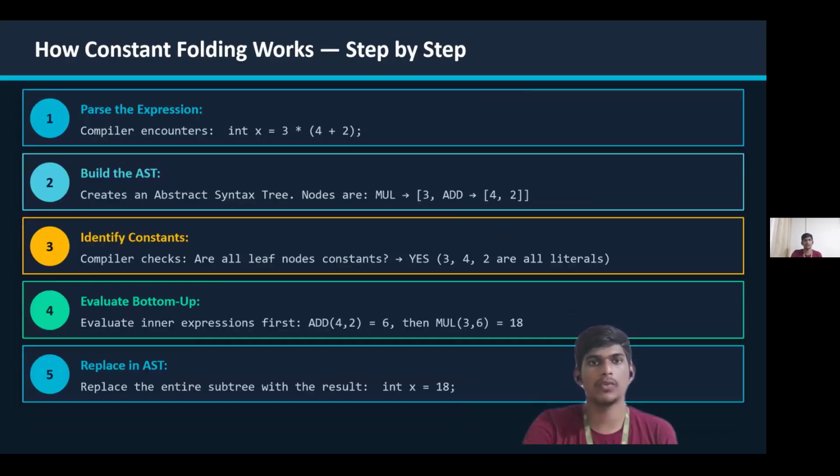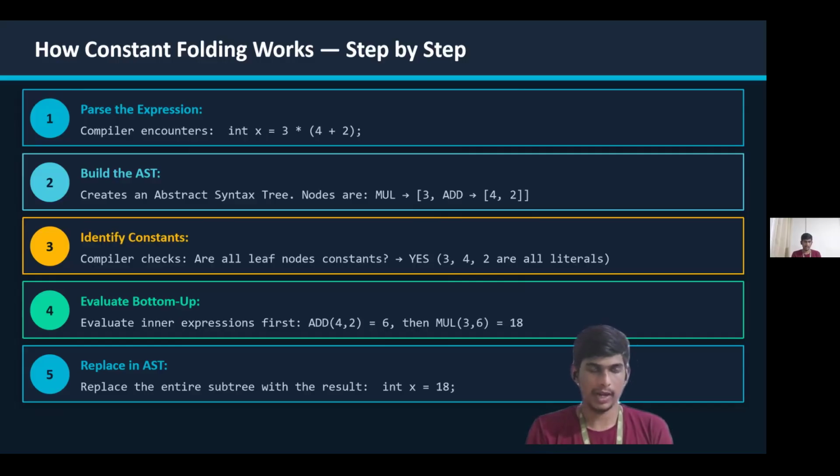Coming to how constant folding works. First, the compiler parses the expression. For example, let's say x equals 3 times 4 plus 2. This expression is converted to an AST first, which is an abstract syntax tree. Here the nodes are represented as: multiply, 3, and add of 4 and 2.